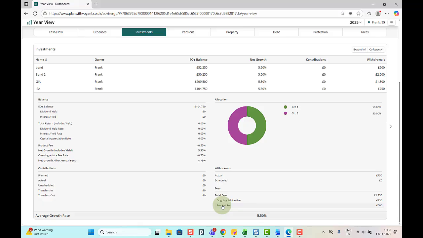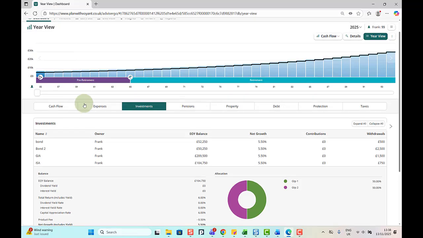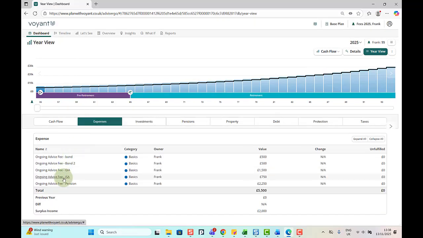On the other hand, where you've got the ongoing advice fees, you remember that was 0.75%. We've got the monetary amount here, £750. Here is the actual amount withdrawn, and over here we've got the percentage there for information only. Now, the ongoing advice fee is deducted from the investment, so following the normal logic of Voyant, we can go up here and see that advice fee taken as an expense.